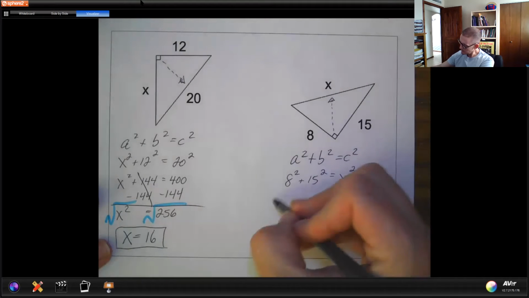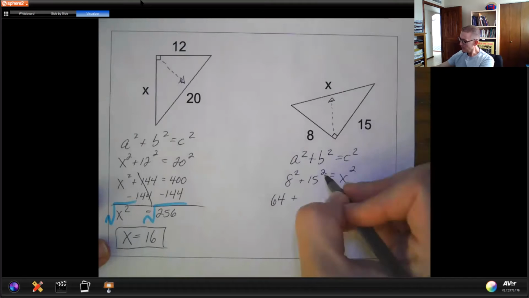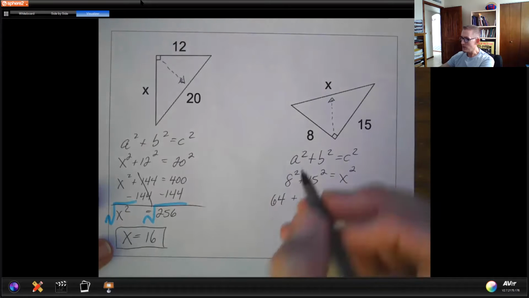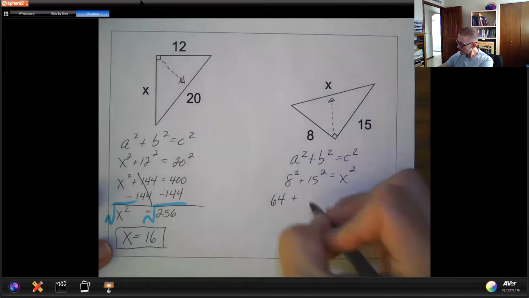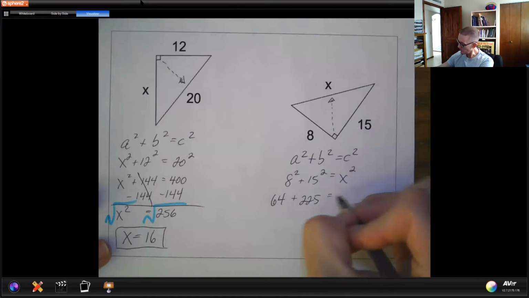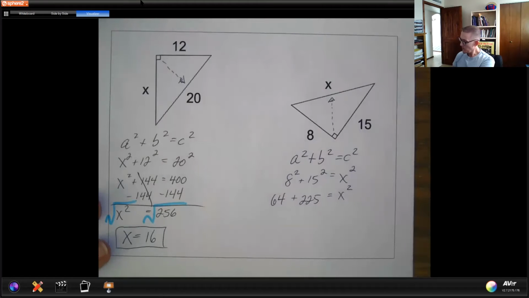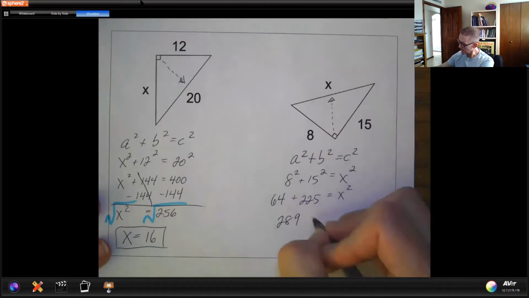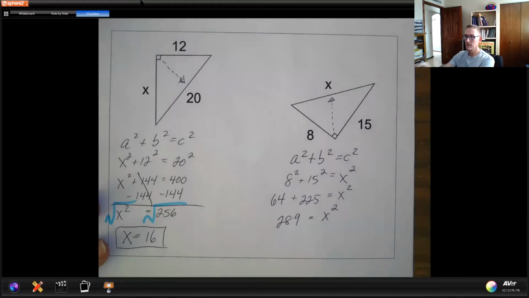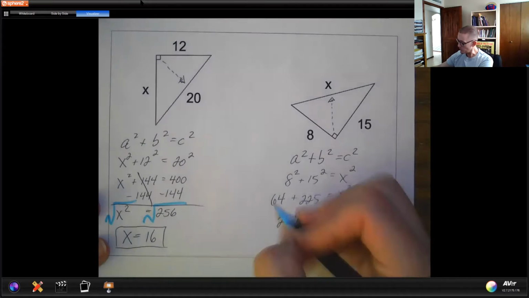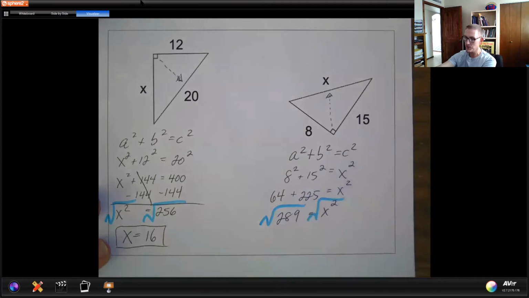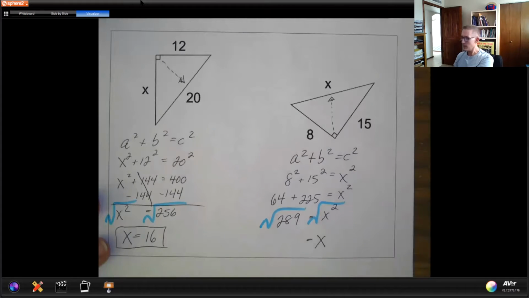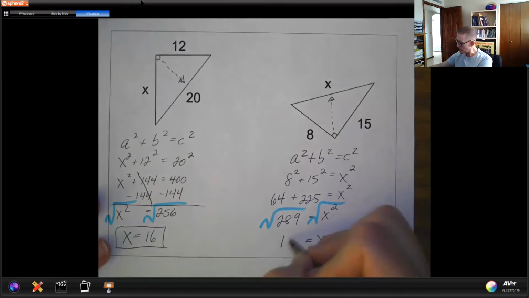8 times 8 is 64. 15 times 15, if you need to work that out, go for it. We're going to have 225 equals x squared. And then we're going to add 64 and 225, and we're going to get 289 equals x squared. And then remember, the opposite of squaring is to square root. So we're going to square root on that final step. In your calculator, you can punch in the square root of 289. And the square root of 289 is going to be 17.